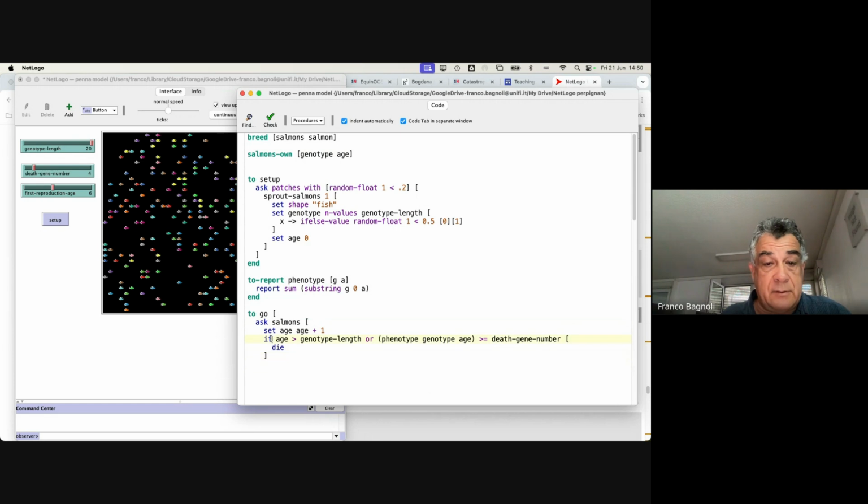Otherwise, we can do this with if else, but it has already died. But just to be clear, otherwise it reproduces, if it reached the first reproduction age. So if age is greater than or equal to the first reproduction age, because it's the first reproduction age. It is like this.